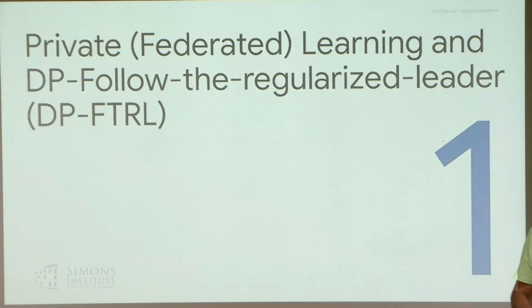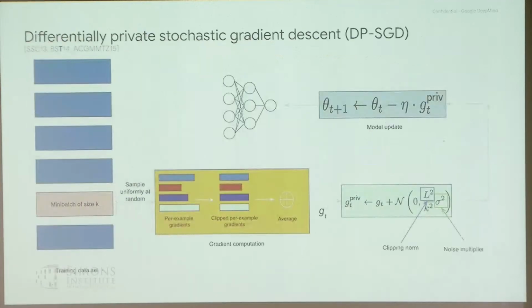Okay. So the first part is private federated learning, and this algorithm called DP-follow-the-regularized-leader. For people who are conversant in online learning, FTRL is a very standard algorithm for online optimization, and I'm putting DP on top of it. What do I mean by that?